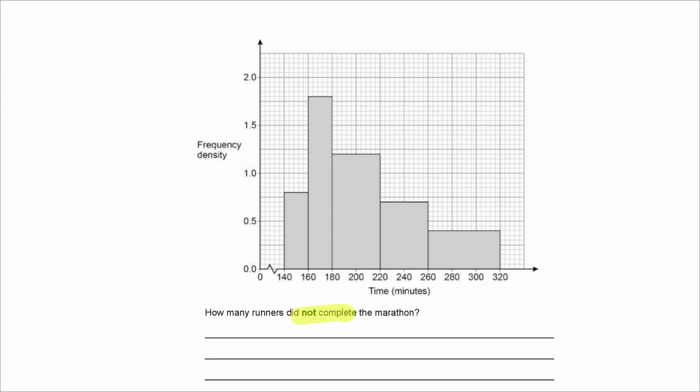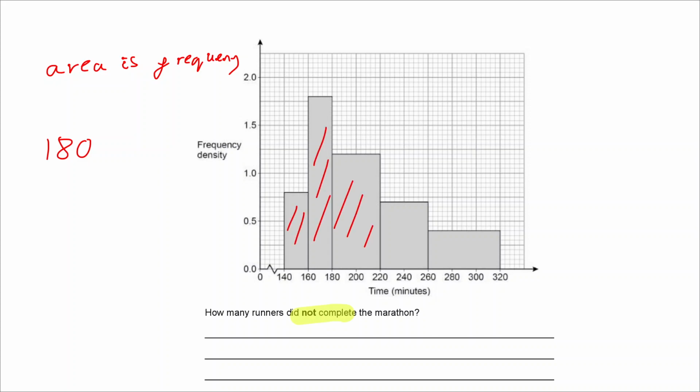Now the key thing here is to know that the area of the bars on a histogram is frequency, how many people there are. So basically all you want to do here is work out the areas of each of these rectangles, add them all up and take them away from the total 180. These are people that did the marathon, and these are people that started the race. If I add up all of these areas here, that will give you the people that did not finish.